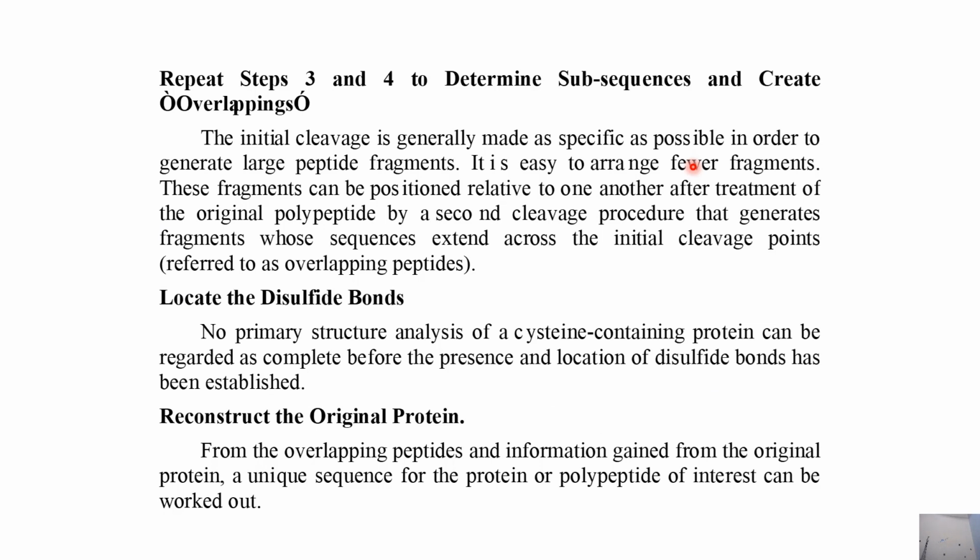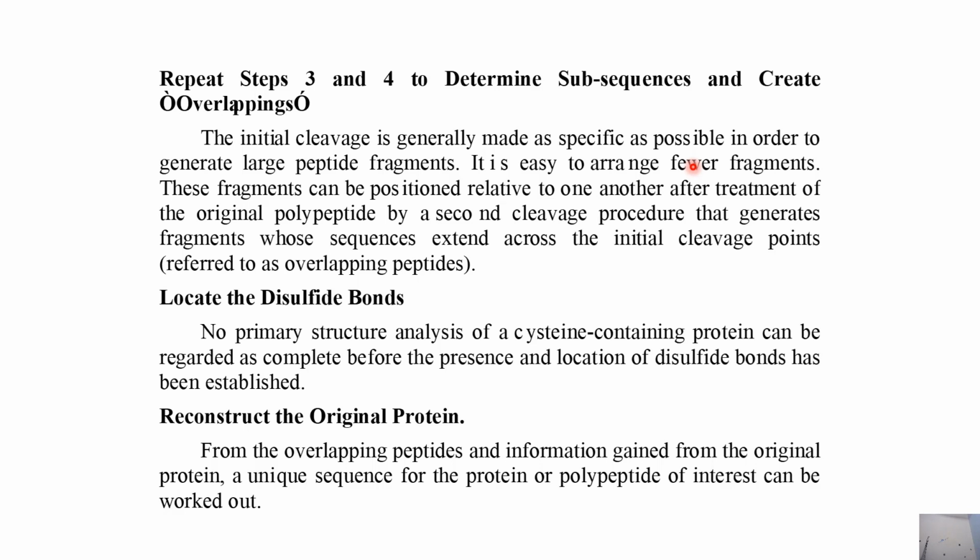Now the initial cleavage is generally made as specific as possible in order to generate large peptide fragments, and it is easy to arrange fewer fragments. These fragments can be in any position relative to one another. After treatment of the original polypeptide, a second cleavage generates fragments whose sequences extend across the initial cleavage points as well.